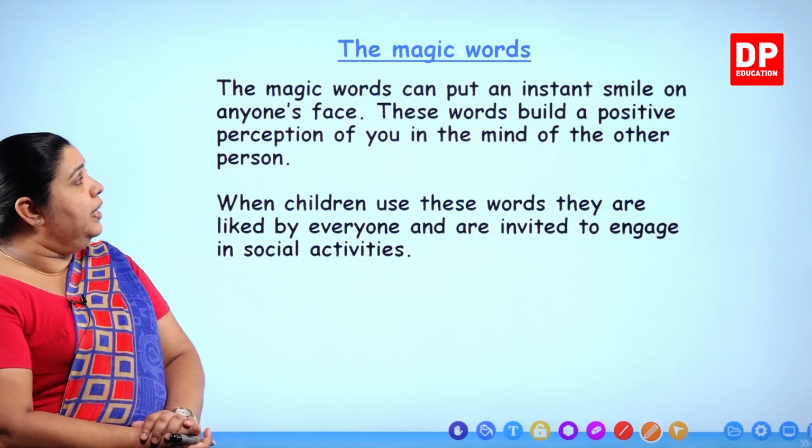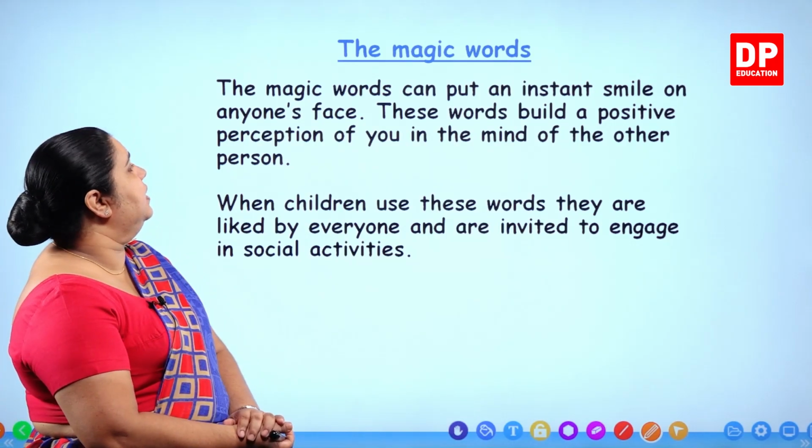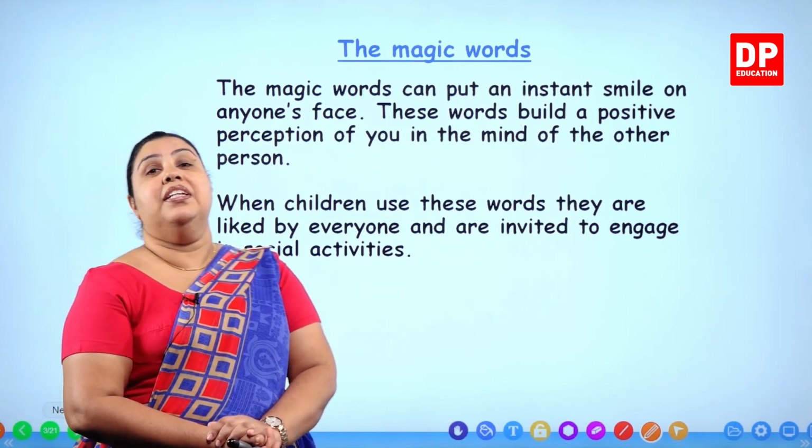The magic words can put an instant smile on everyone's face.